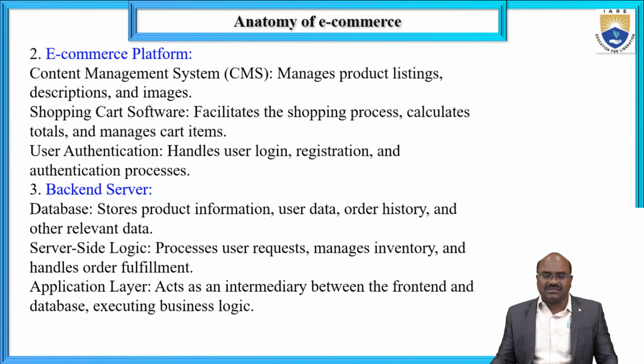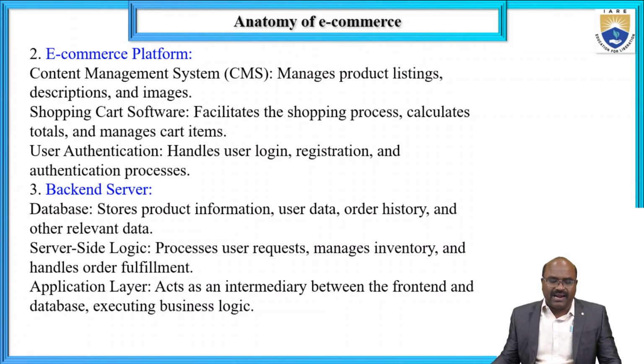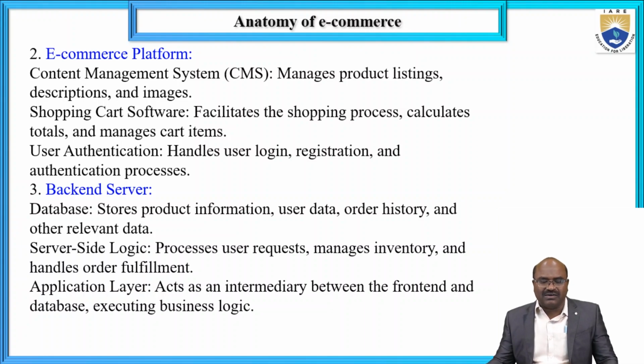The content management system, CMS, manages product listing, descriptions and images. Shopping cart software facilitates the shopping process, calculating the totals and managing cart items. User authentication handles user login, registration, and the authentication process. So in the e-commerce platform, one is the content management system, then the shopping cart software, and the third is user authentication.